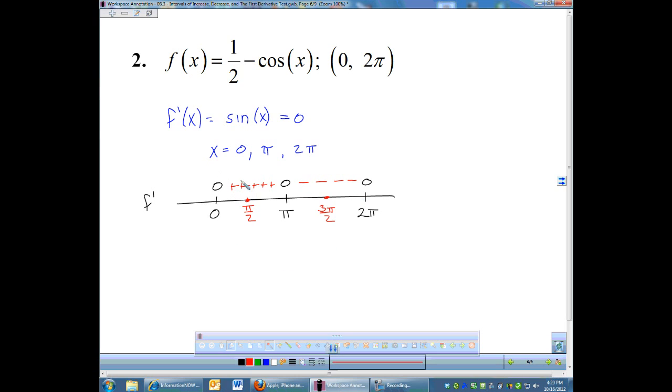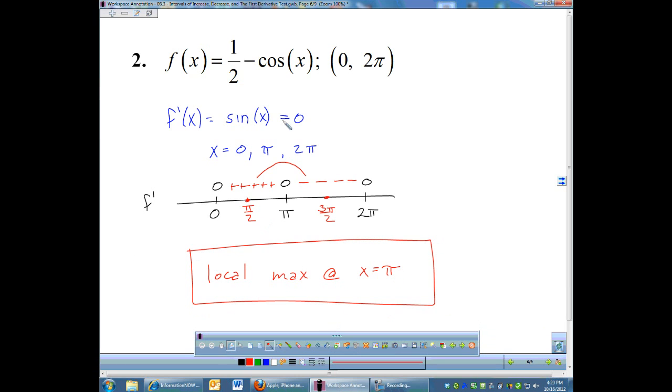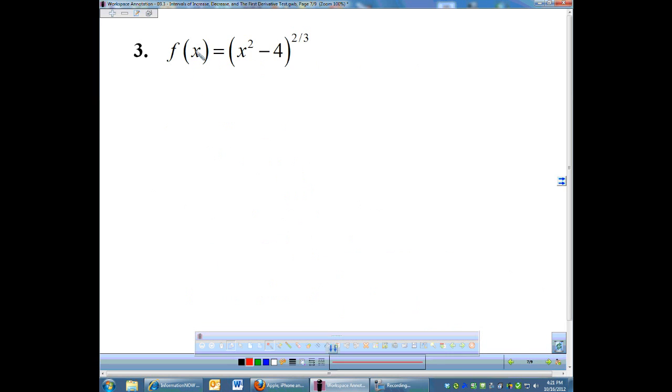Based on that, my function has a positive slope, then a negative slope. That's a local max. That is your first derivative test. So local max at x equals pi. And if I ask for the y-coordinate, you would plug in pi here. And that would be what? 1 minus negative 1, so it would be 3/2. Maybe. All right, let's see.